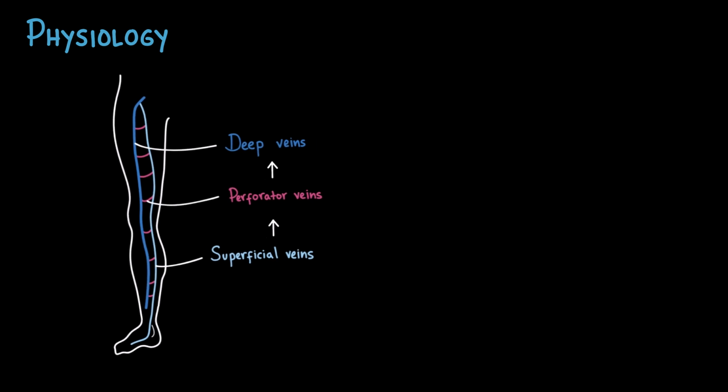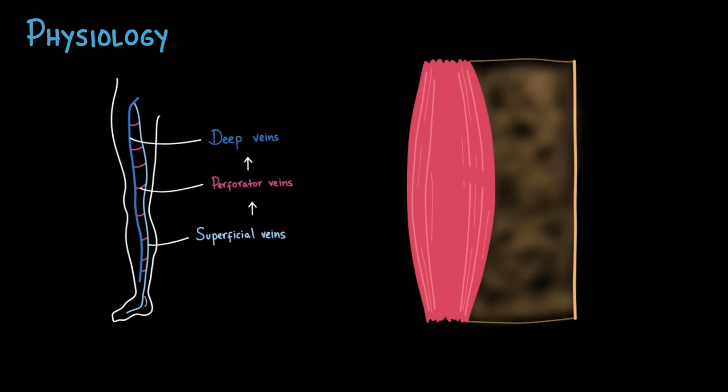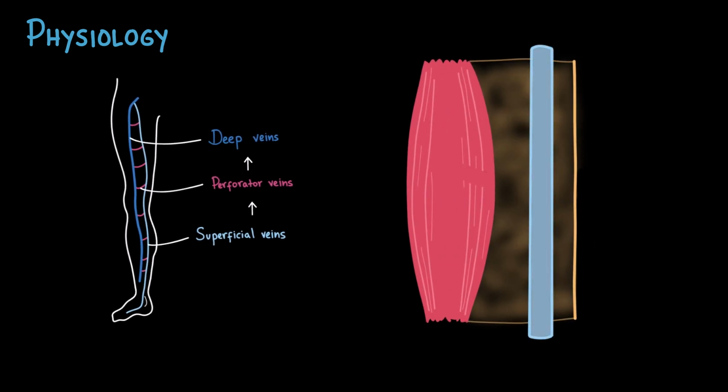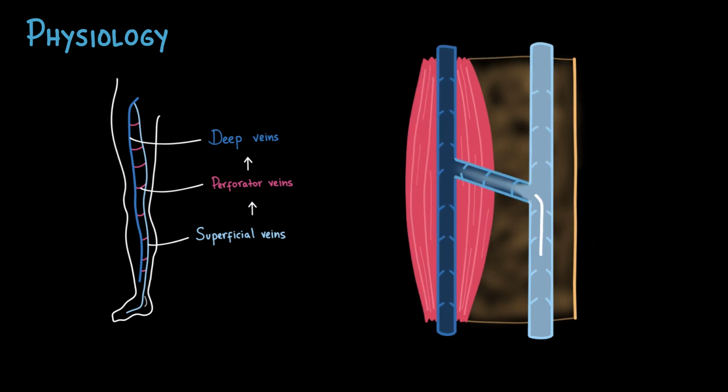So, let's zoom in to get a better look. Here we have the superficial vein, sitting just under the skin. Here's the deep vein, running inside the muscle. And connecting the two is the perforator vein, acting like a little bridge between them. Now, under normal conditions, blood flows in one direction only, from the superficial veins, through the perforators, into the deep veins, and then all the way up toward the heart.